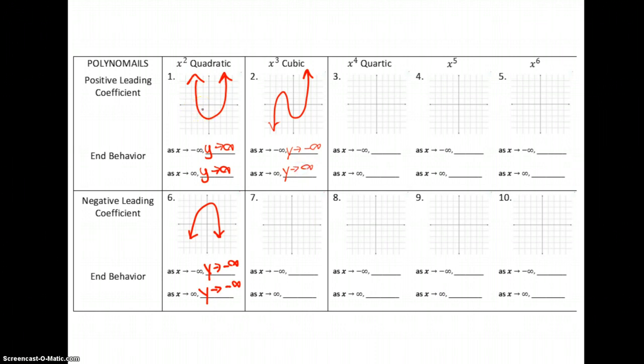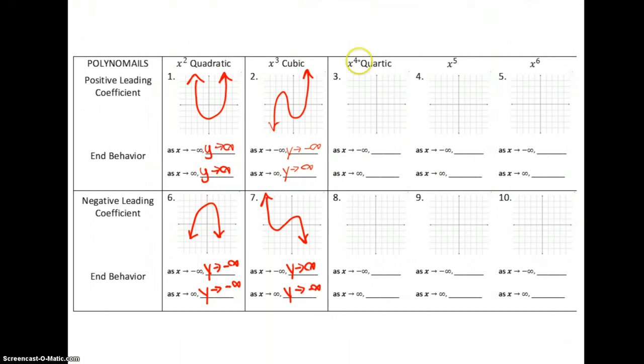Now notice what happens when the leading coefficient is negative. We have left arm up, right arm down. Notice degree 3, there are 2 turns in this function. Now as x goes to negative infinity, y goes to positive infinity. And as x goes to positive infinity, y goes to negative infinity.